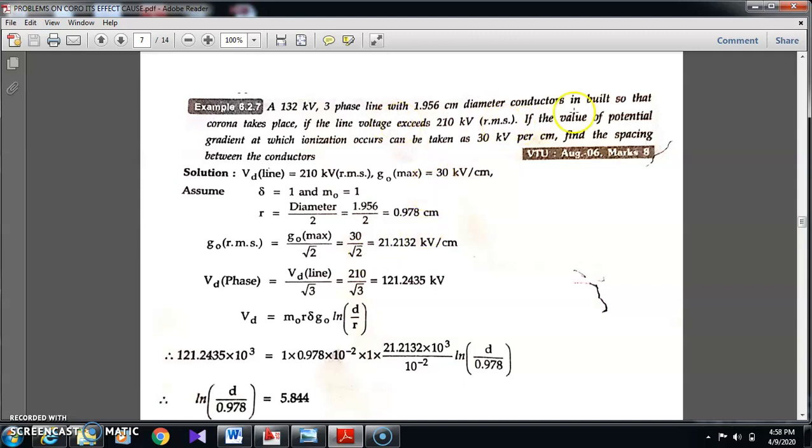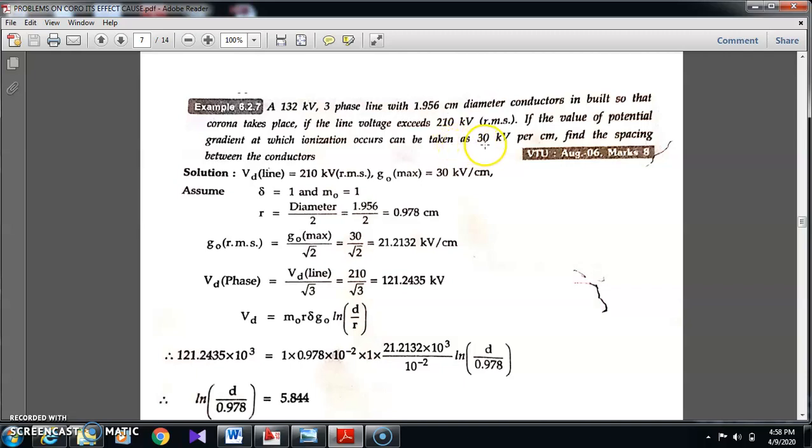Here they have specified the VD value itself, line voltage exceeds. Actually they have given the diameter of the conductor, corona takes place. I told you, once corona takes place, that corona voltage will be the visible disruptive voltage. Corona we can see, that is visible disruptive voltage. And critical disruptive voltage is nothing but VD. Visible is, we can see, just takes place here, that is 210, that is the VD value, that is in terms of line, you convert in terms of phase.